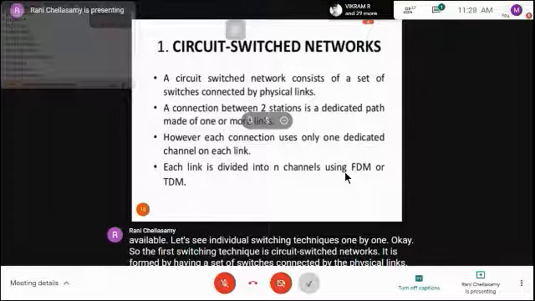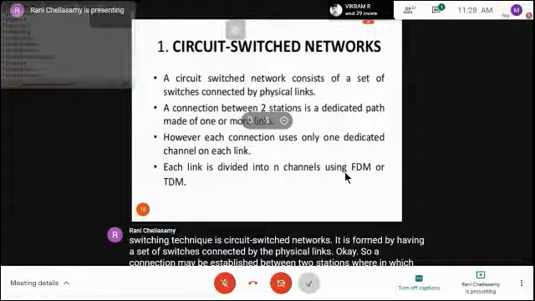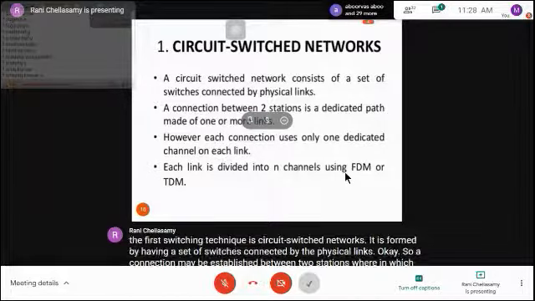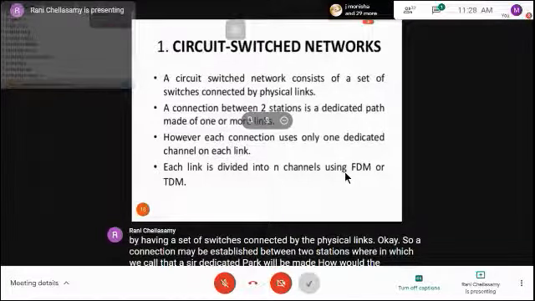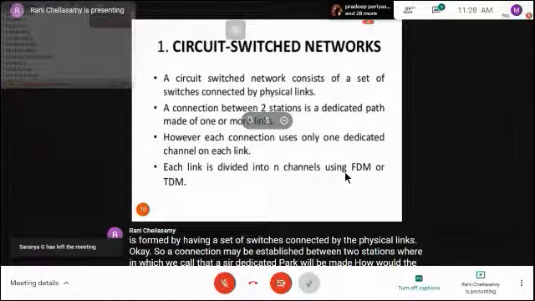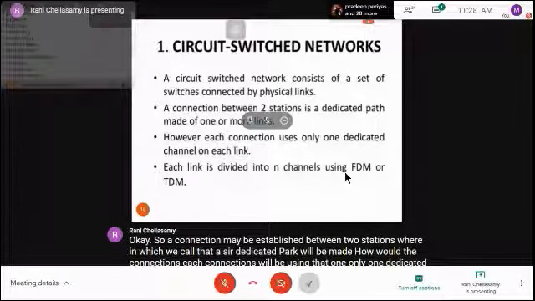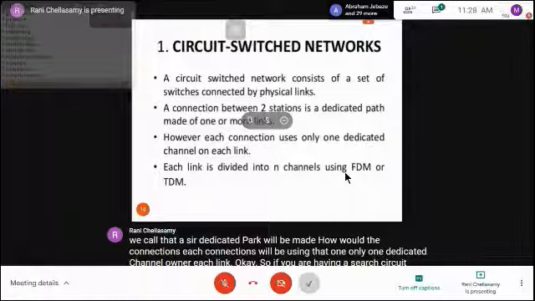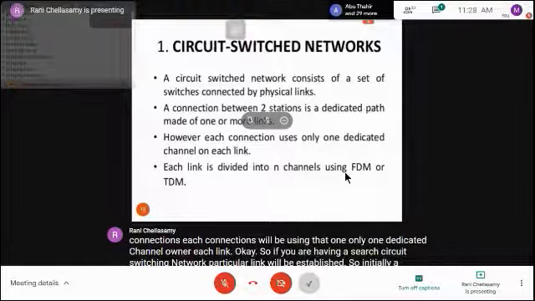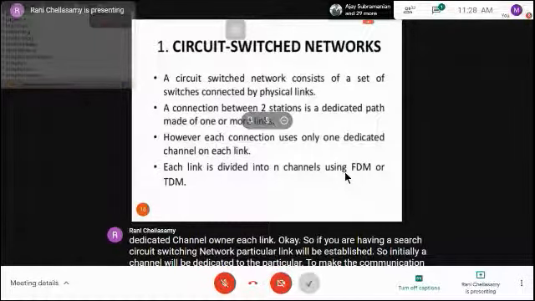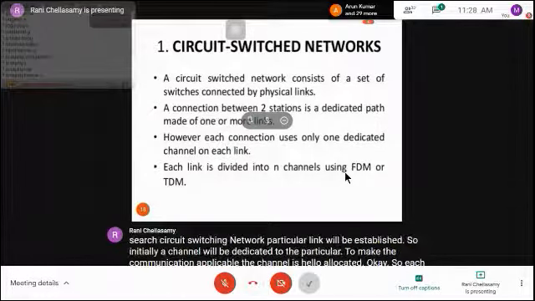Each connection will use only one dedicated channel on each link. So in a circuit switching network, a particular link will be established, and in each link a channel will be dedicated to make the communication possible. That channel alone is allocated. Each link is divided into n channels using frequency division multiplexing or time division multiplexing.